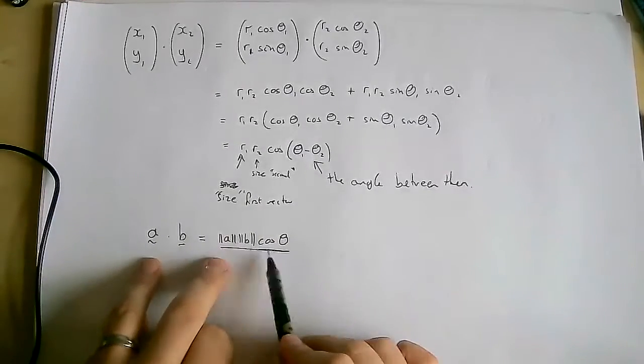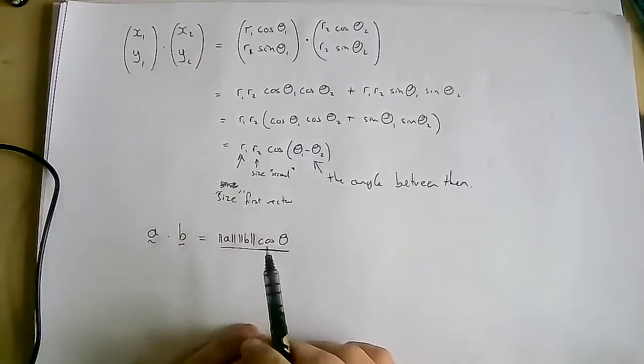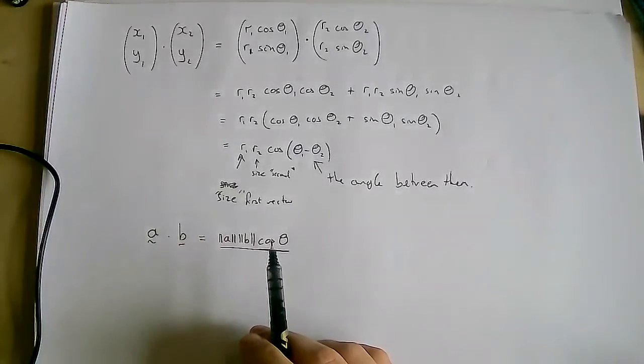Okay. And this is a scalar, it's a single number. So it fits all the properties from before. I hope that makes some kind of sense.